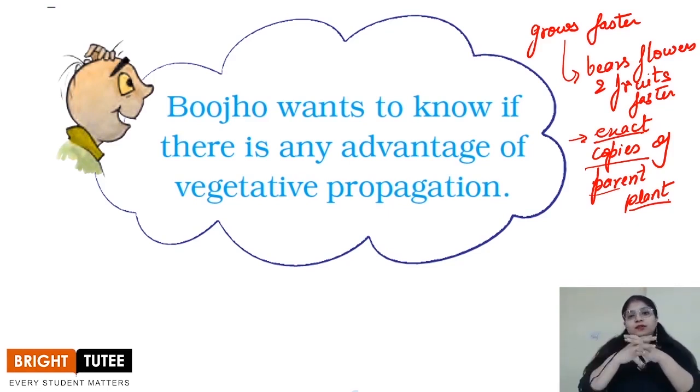Later in the chapter you will see that in sexual reproduction this is not the case, because there are two parents involved, there are two gametes involved, and we'll see how these gametes cause variation in the plants, right?